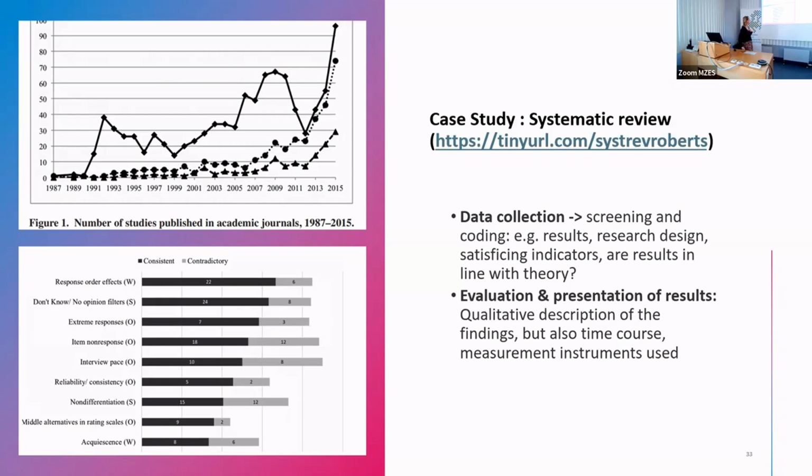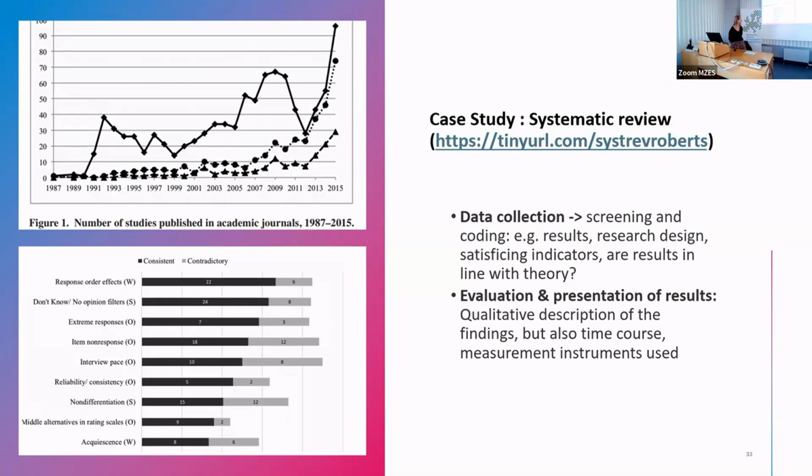But she also created some graphs, which are here. The first graph shows the papers which targeted satisficing across the years, or here how satisficing was measured. For instance, response order effects, she found a couple of studies. Non-differentiation issues, she found a couple of studies. Interview pace, she found a couple of studies. So how this measure was generally set up.